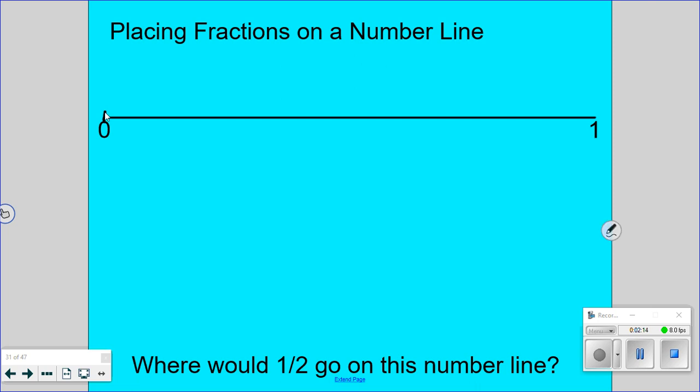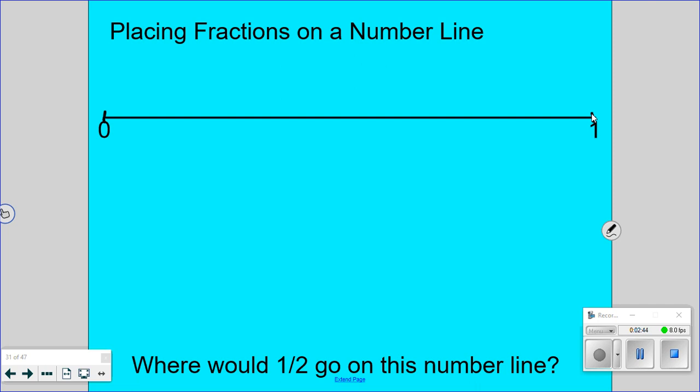Looking at this number line, I want to place 1/2. What am I going to be counting by if I want to put 1/2 on my number line? Marley, what am I going to be counting by? I'm going to be counting by halves. 1/2, 2 halves, 3 halves, 4 halves. The thing I'm counting is halves.